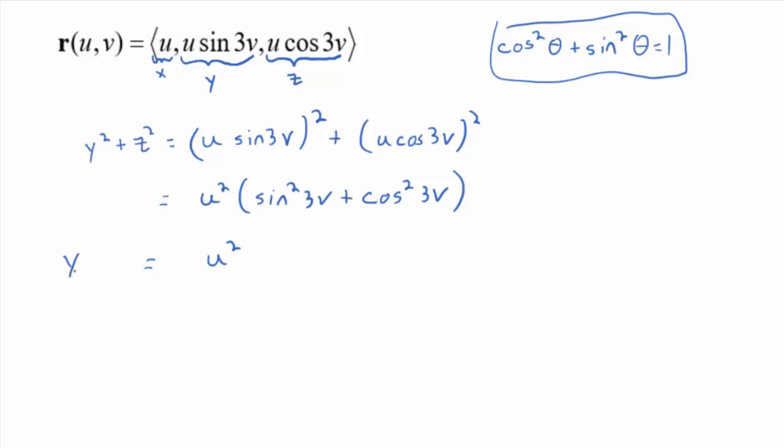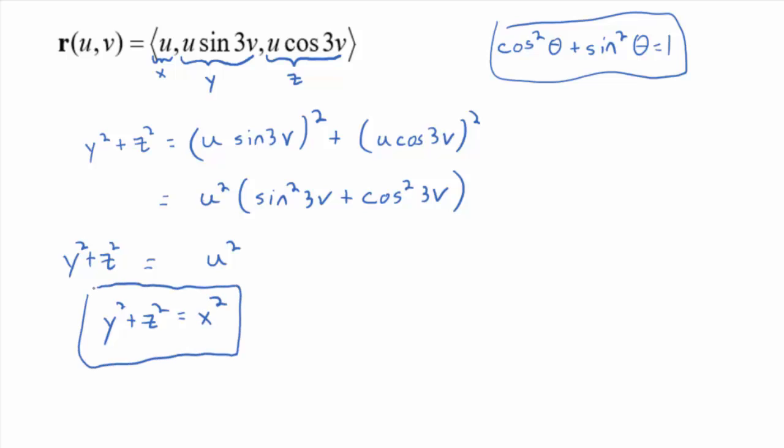You might think, oh no, we haven't gotten rid of the u yet. But what do we know u is equal to? x. So y squared plus z squared equals x squared. Actually, that's a good way to leave it.